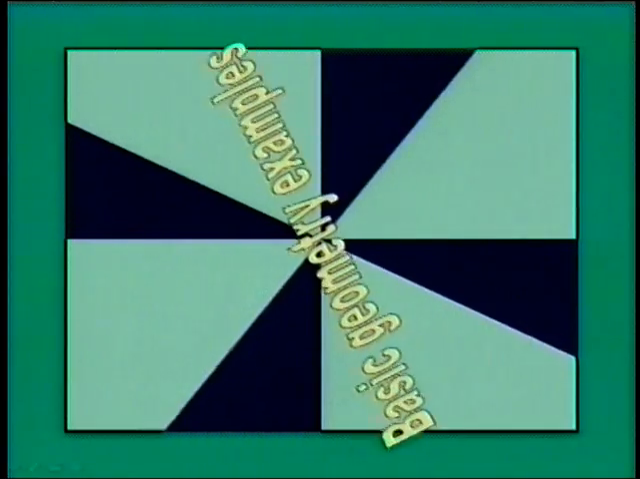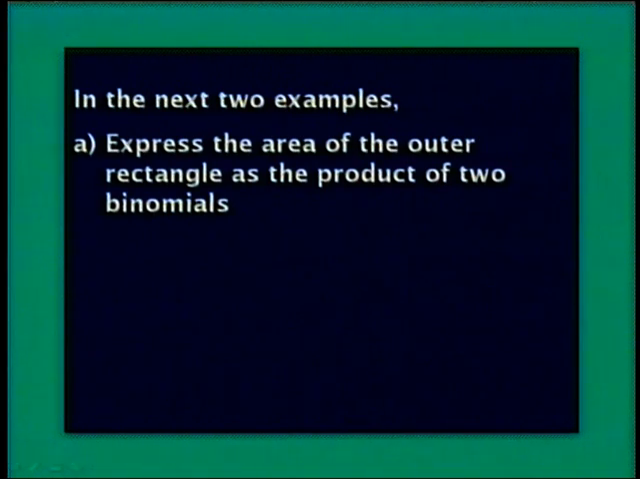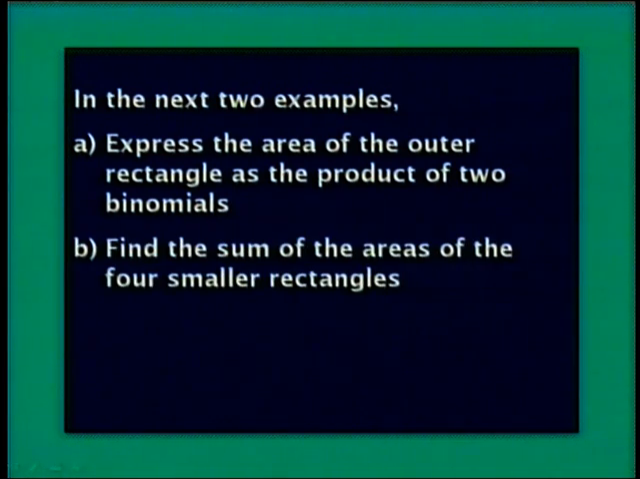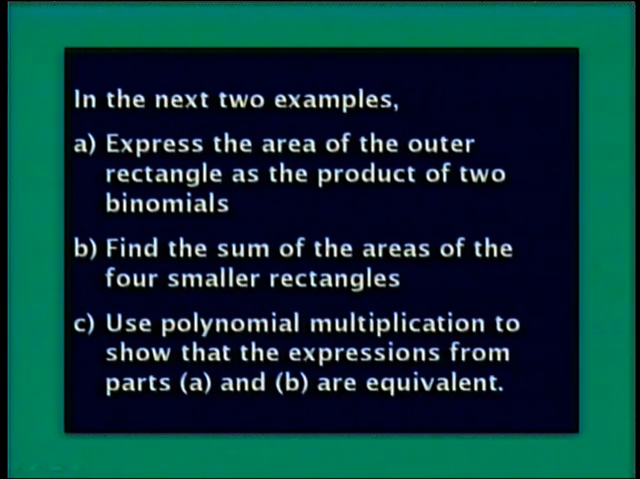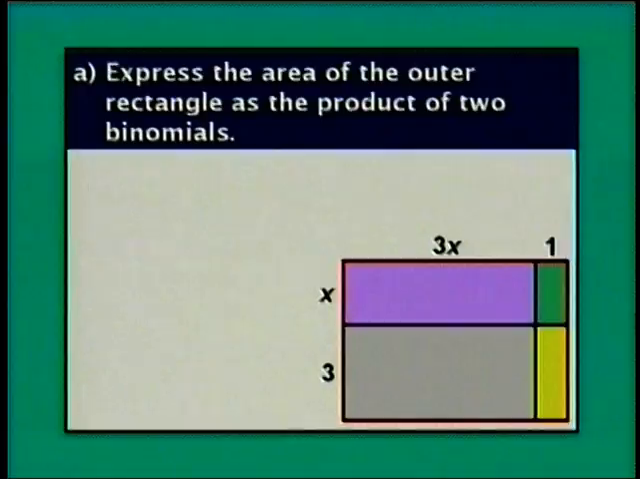Let's start with the basic geometry examples. In the next two examples I'm going to do, we want to start by expressing the area of the outer rectangle as the product of two binomials, then find the sum of the area of the four smaller rectangles in the picture, and finally use polynomial multiplication to show that the two expressions are equivalent. We're going to see a relationship between geometry and algebra in these examples.